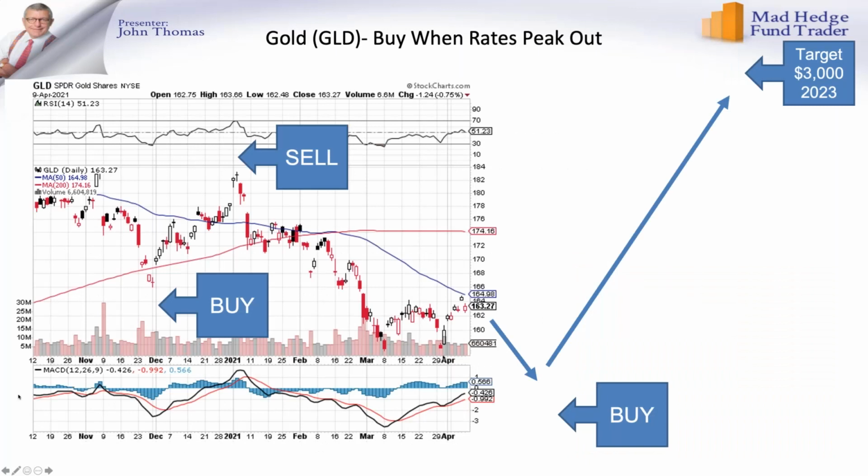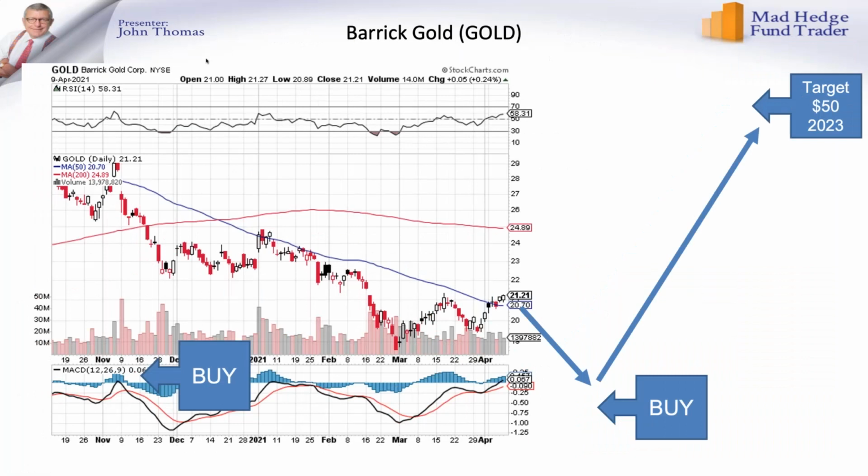Here's gold struggling to make a low here. I think we'll get a capitulation low sometime in the near future. After that, we're going to target $3,000 an ounce. Barrick Gold is the world's biggest gold miner. Something here you want to buy on the next major sell-off. We expect to hit $50 in Barrick by 2023.